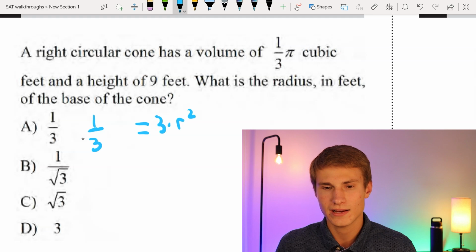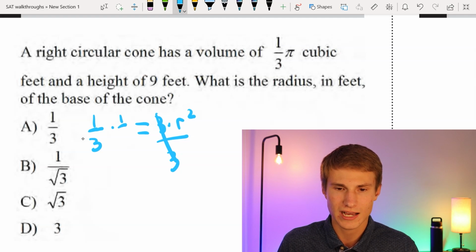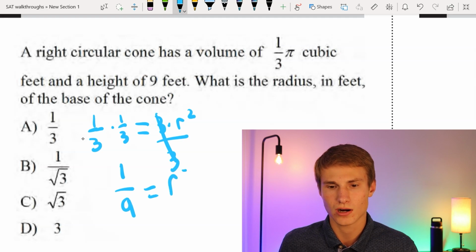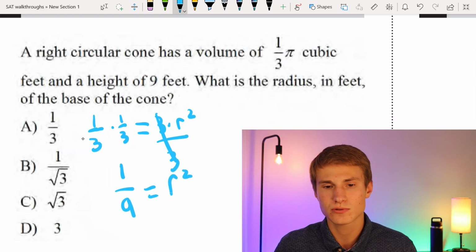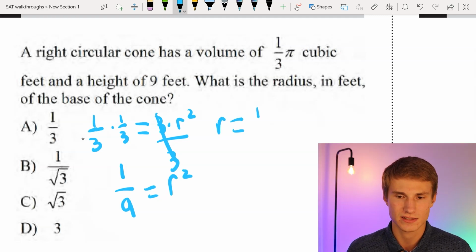From here, let's go ahead and divide each side by 3, right? That way we can start isolating r. Well, 1/3 divided by 3 is the same as 1/3 times 1/3. That's going to end up giving us 1/9, which is equal to r squared, okay? Now, keep in mind, once you saw 1/3 times 1/3 equals r squared, from that, you should be able to recognize that the radius is going to equal 1/3.